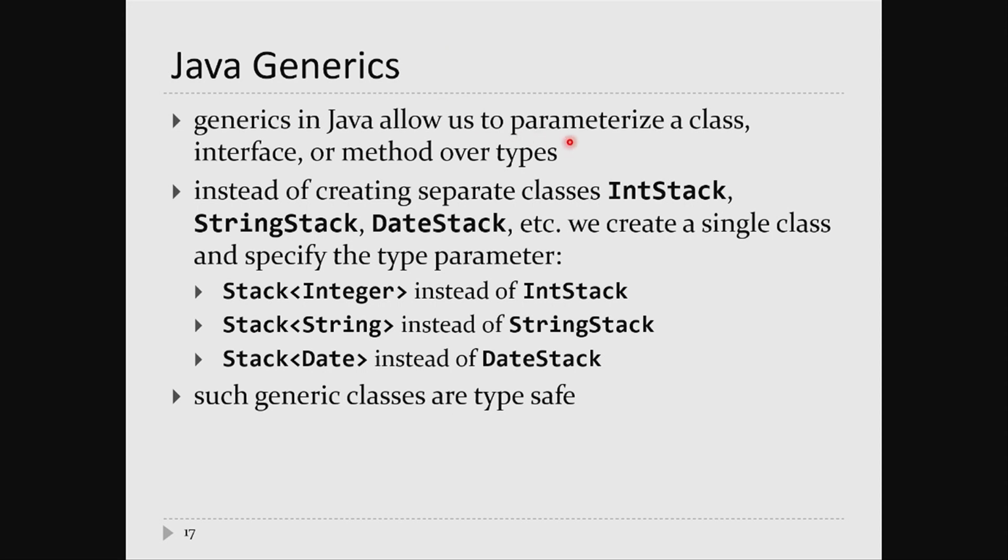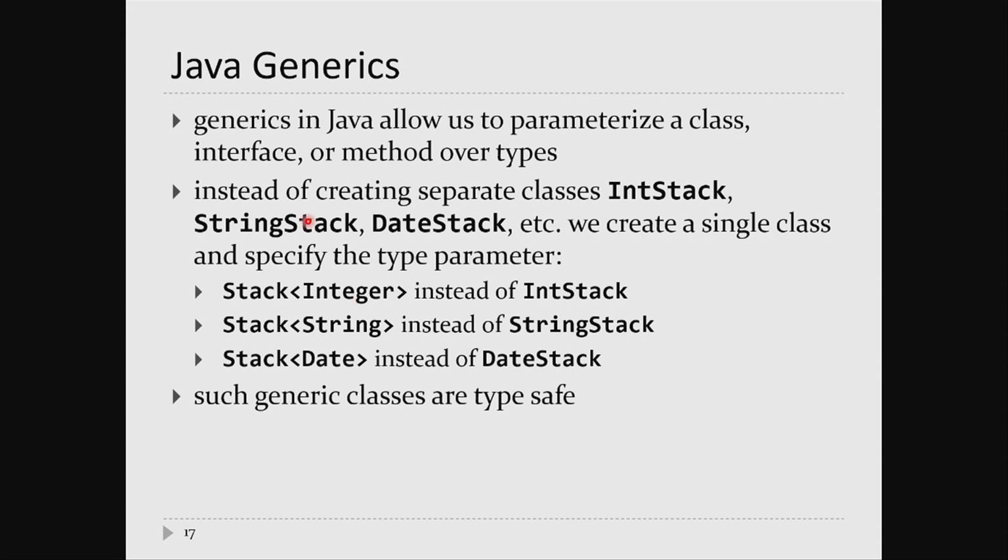So generics allowed us to parameterize a class, an interface, or a method over types. What that means is that the type now becomes a variable. So instead of creating an IntStack, a StringStack, a DateStack, and so on, you make a single class, and then the user of the class passes in a type, where that type becomes a variable in the class itself.